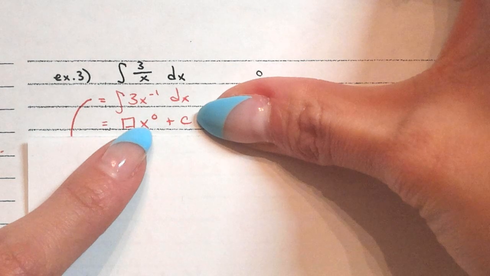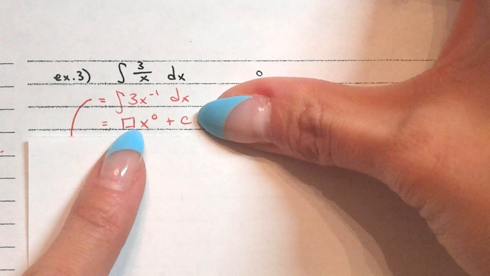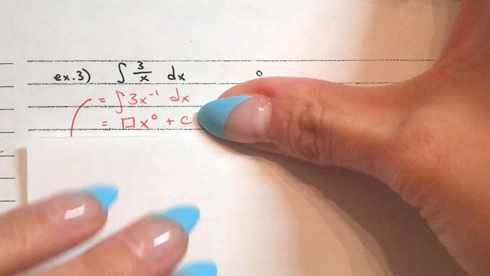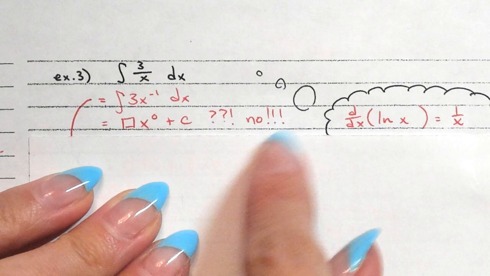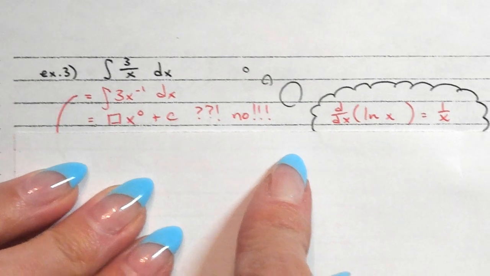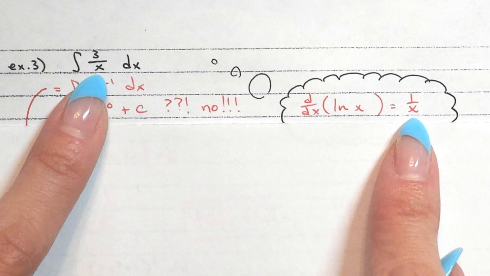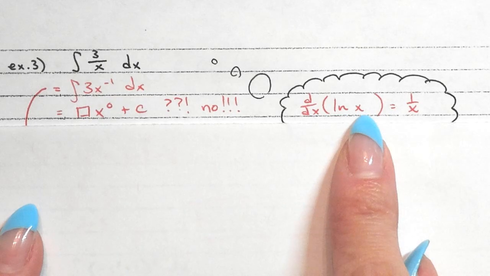Because x to the 0 power is 1, and if you have a number times 1, that's a constant, and the derivative of a constant is 0. So that doesn't work. I want you to write it down. I want you to have like question marks and stuff. And then I want you to remember, how do you get a 1 over x as a derivative? Oh, that's when you take the derivative of ln x.